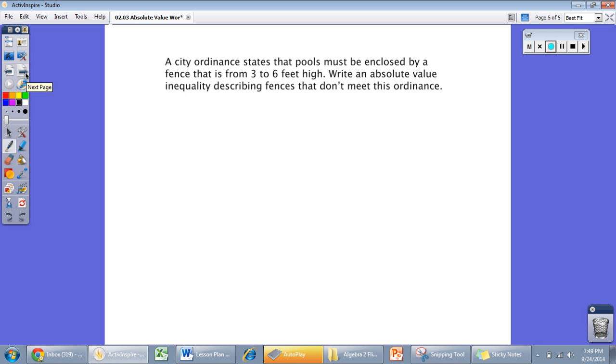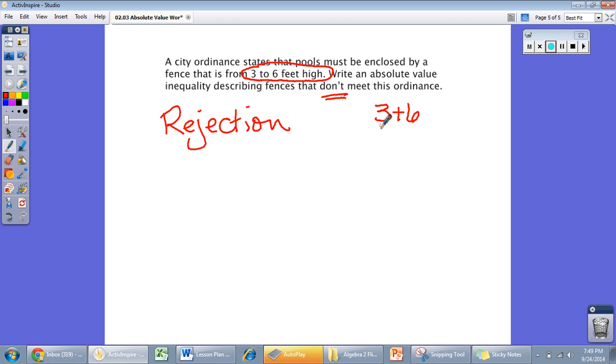Our next problem is the city ordinance states that pools must be closed by a fence that is from 3 to 6 feet high. 3 feet to 6 feet high. Write an absolute value inequality describing fences that don't meet this ordinance. So we're talking about a rejection problem here. If they don't meet the ordinance, that means they're being rejected. So what do we have? We don't have our average. We just know that they fall between 3 and 6. And we're going to divide that by 2. And so our average height of the fence for a pool is 4.5 feet.